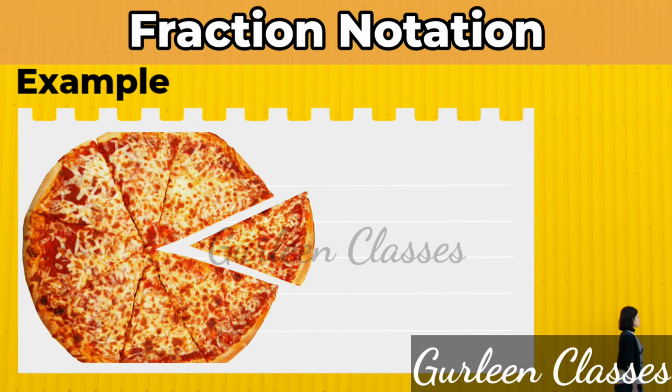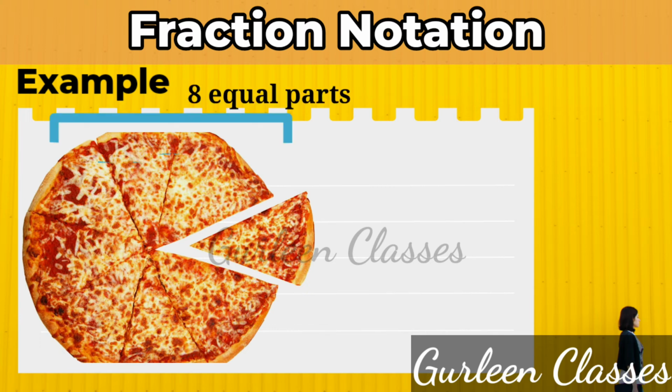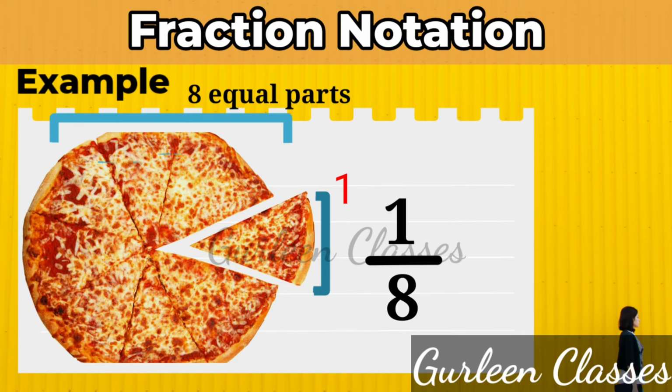So for example, the denominator is the total number of equal parts in which the whole is divided. Here the denominator is 8 and the numerator is the number of equal parts which have been taken out or which have been left out, like I said before. So here the numerator is 1 which has been taken out, or we can say the numerator is 7 which have been left out.